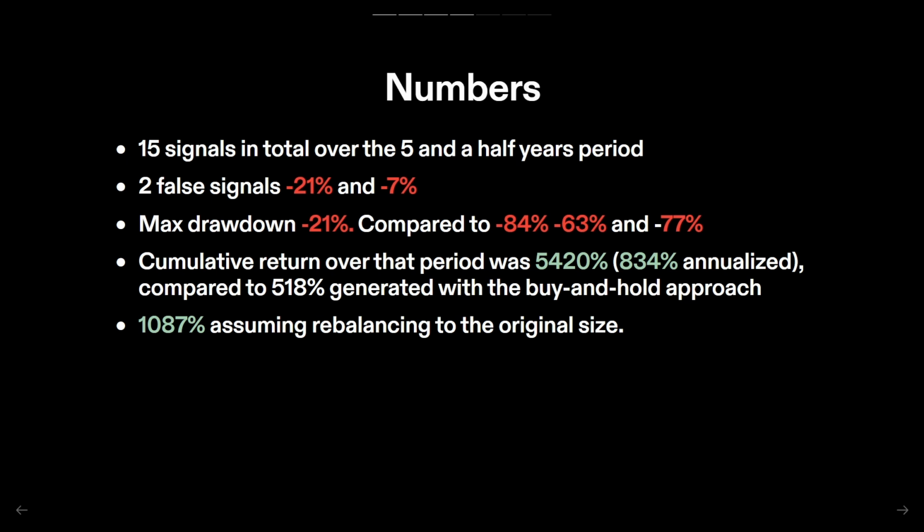1,087% assuming rebalancing to the original size, assuming that size, original size, stayed constant. The numbers are incredible. We've essentially achieved what we've been striving for. We reduced downside volatility significantly, and we outperformed buy and hold approach significantly as well.